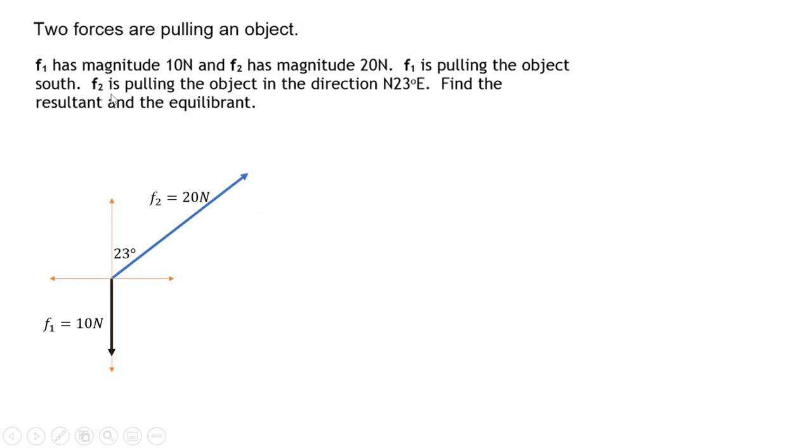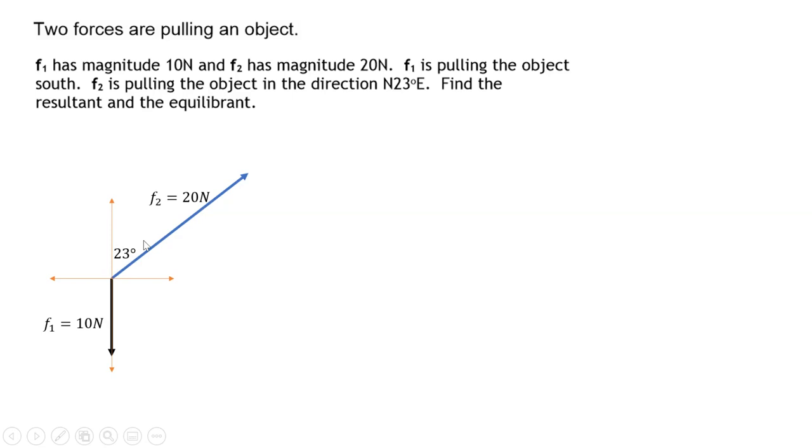F2 is pulling the object in the direction of north 23 east. And we talked about that when we did this in the first session. North 23 east means I need to be 23 degrees east of north. So east is over here. So if I am east of north, I'm 23 degrees away from north.